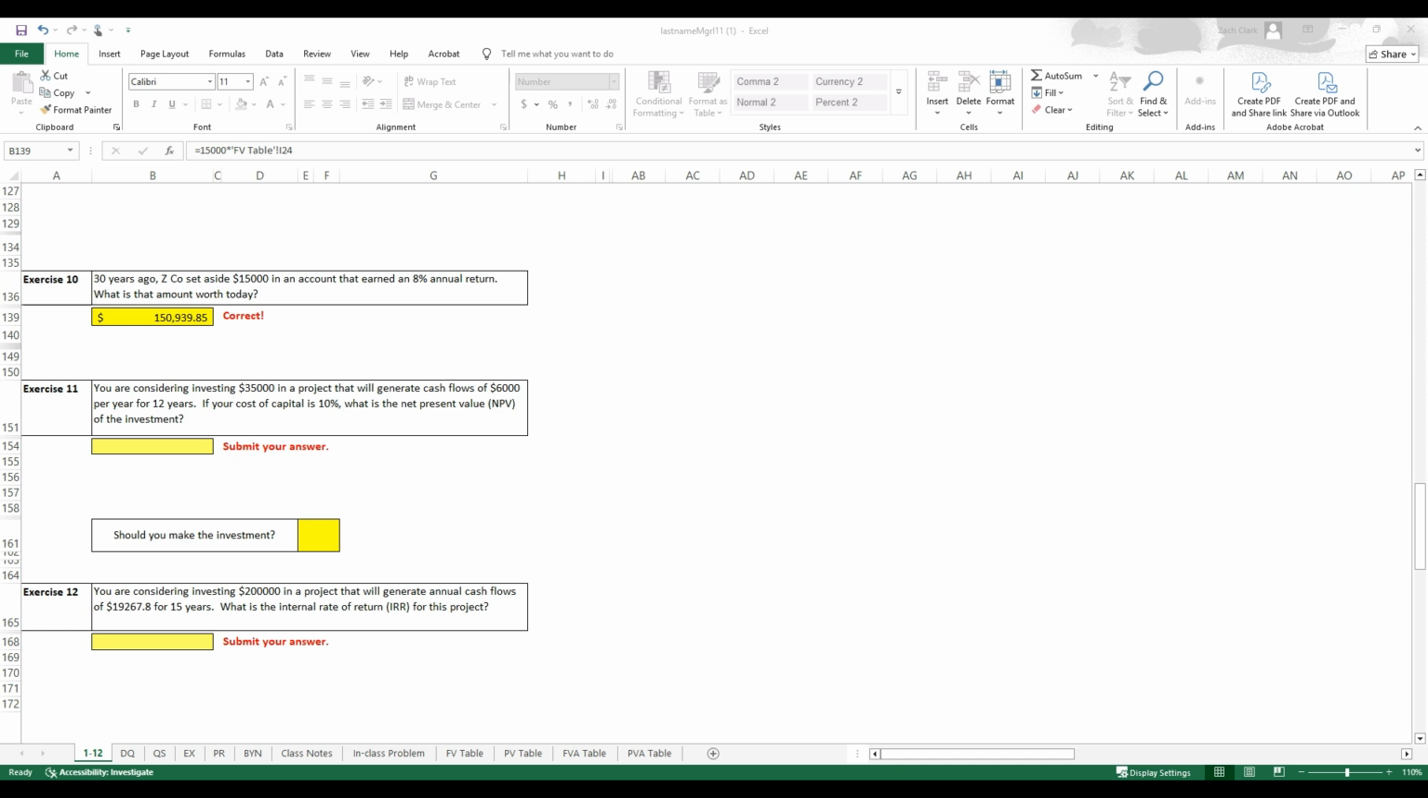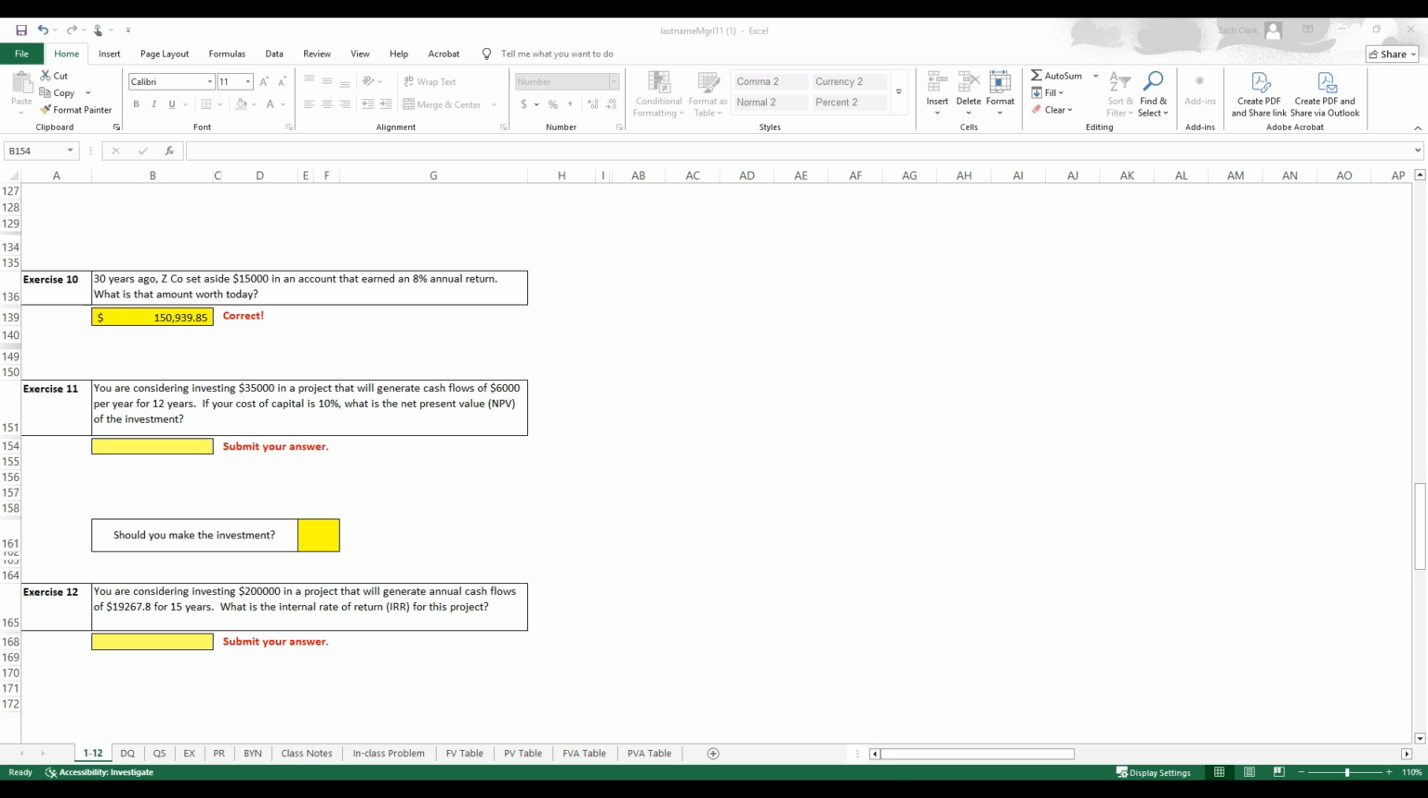Okay, making progress here. Exercise 11 says you're considering investing $35,000 in a project that will generate cash flows of $6,000 per year for 12 years. If your cost of capital is 10%, what is the net present value of the investment?